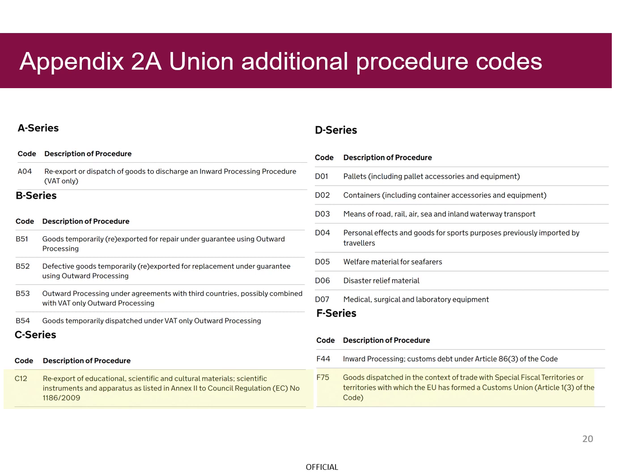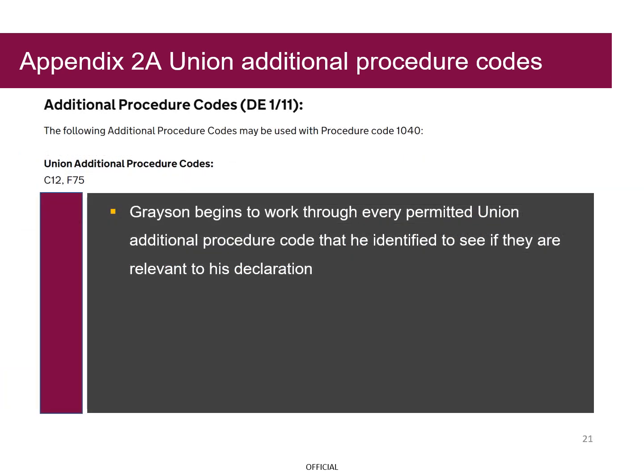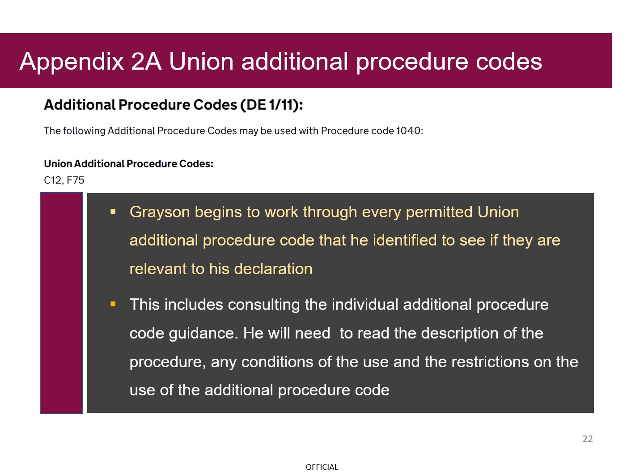The highlighted Union Additional Procedure Codes and descriptions on this slide include the permitted additional procedure codes that Grayson identified earlier. He begins to work through every permitted Union Additional Procedure Code that he identified in Step 4 to see if they are relevant to his declaration. This includes consulting the individual Union Additional Procedure Code guidance.